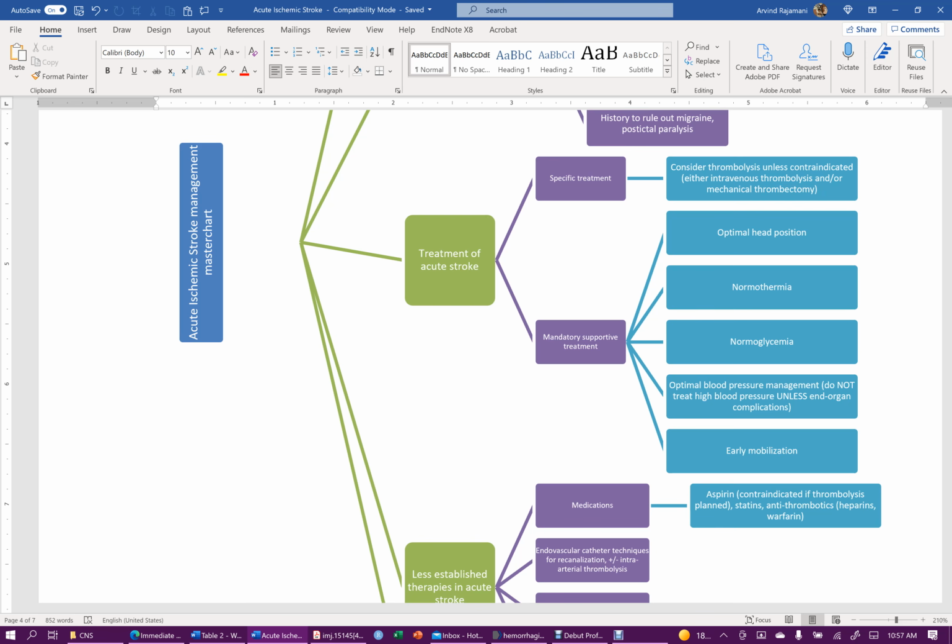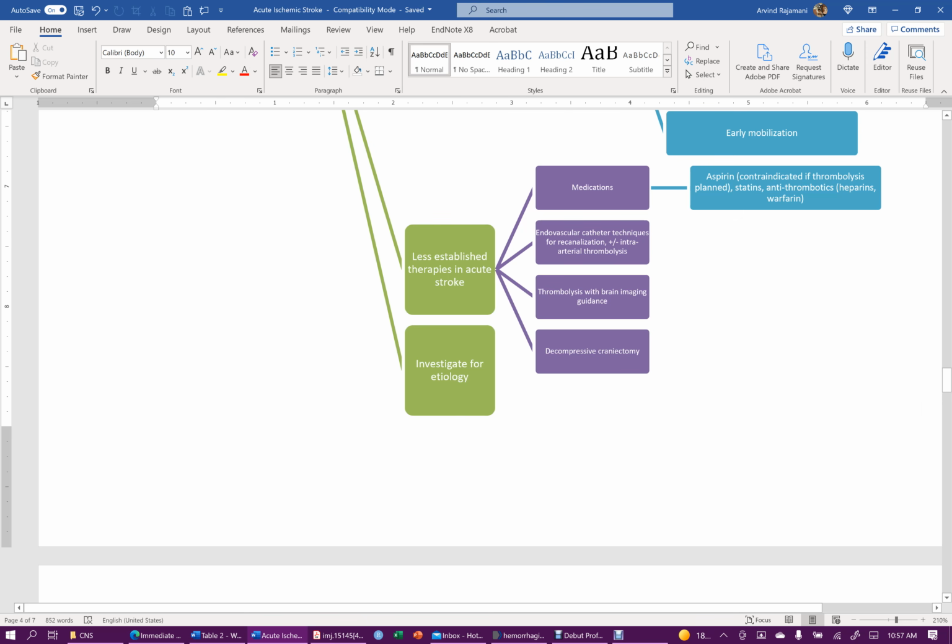Otherwise, let the blood pressure be, because most of these people will actually have a high blood pressure either because they have chronic hypertension and you have an acute exacerbation now, or because of the stress, the intracranial stress of having a stroke. Then early mobilization, whenever you can, start mobilizing early. So these are the mandatory supportive treatments that you have to think of.